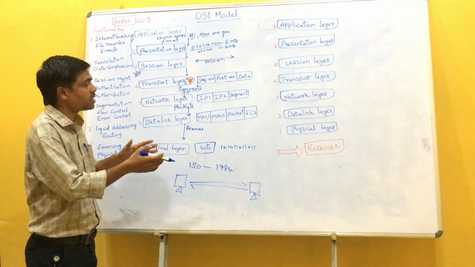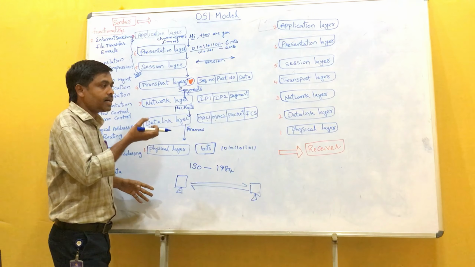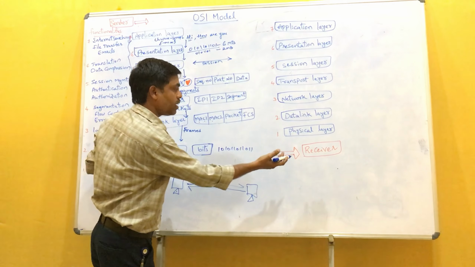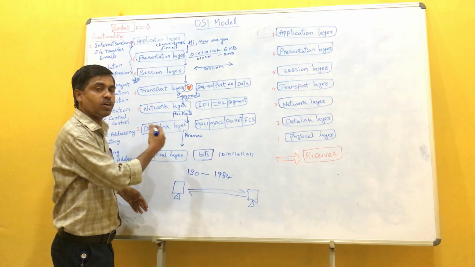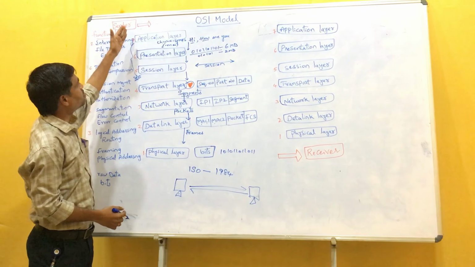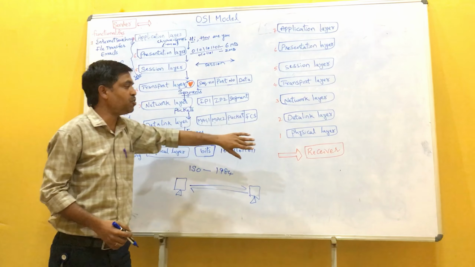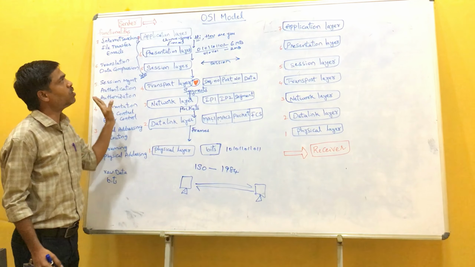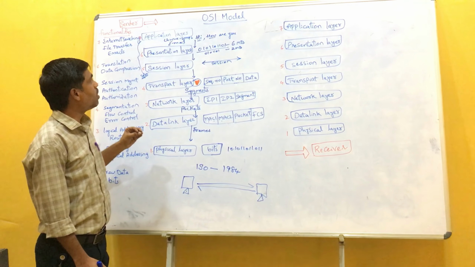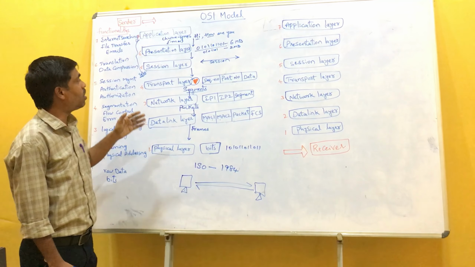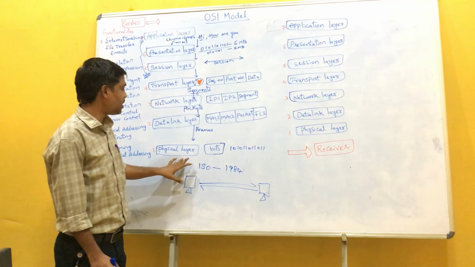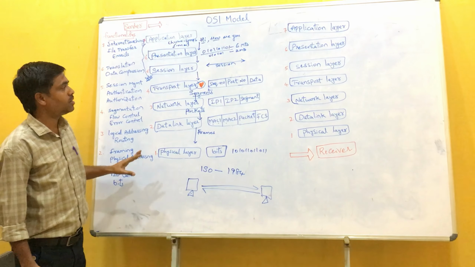Once the data is delivered successfully, the receiver reads it, and if the receiver wants to reply to the sender, the same protocol is followed using the same functionalities. Whatever we observed from sender to receiver, the same continues from receiver to sender also. So this is how the OSI model works. This is a very important concept in computer networks: how the OSI model works, and what the important layers and their functionalities are. I hope you understand this concept very well. Thank you very much.